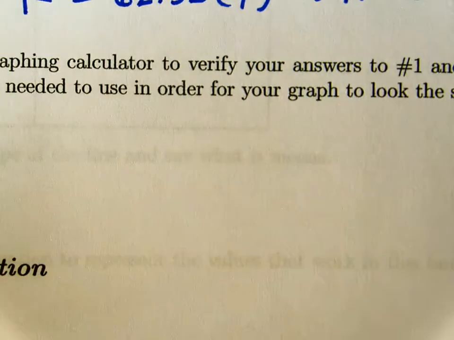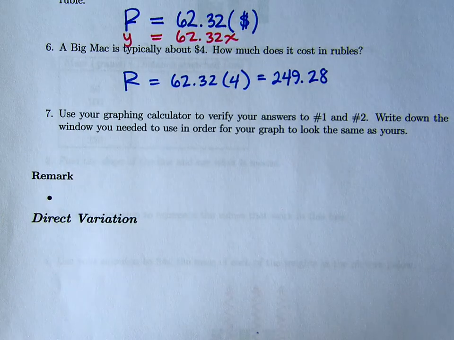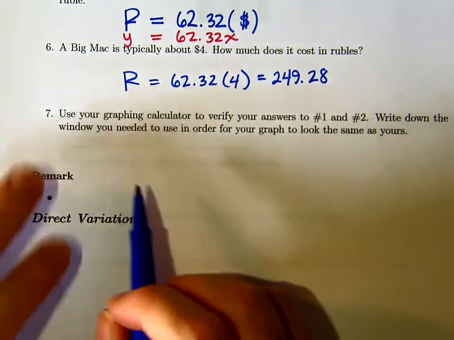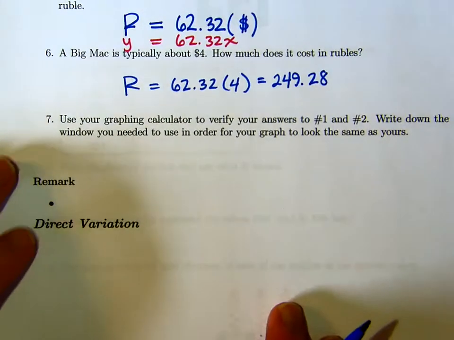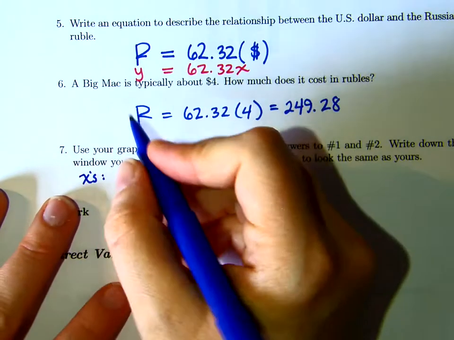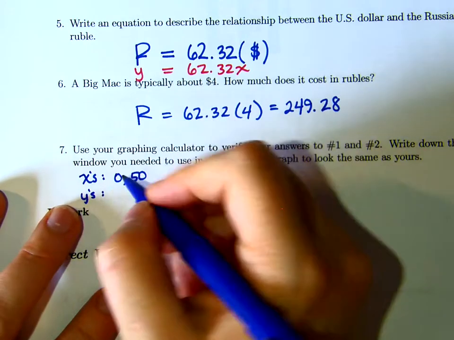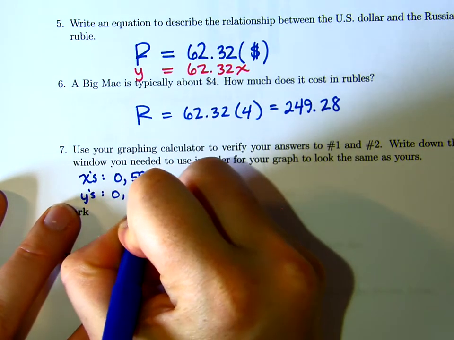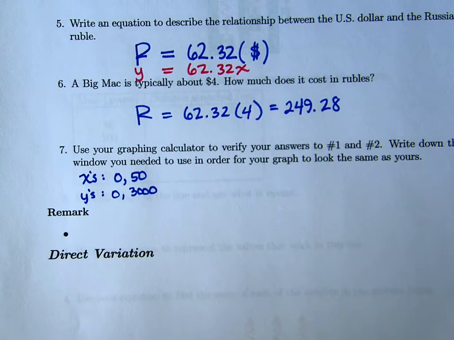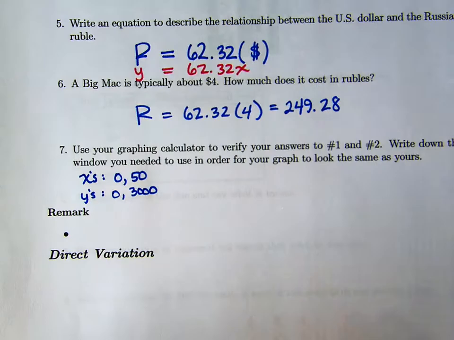Okay, so use your graphing calculator to verify the answers to, well, first of all, our graph looks great. So we verified our answer to number 2. Write down the window. The window that we had was the X's went from 0 to 50. The Y's went from 0 to 3,000. We included our steps too, but nonetheless, it also said to verify number 1.